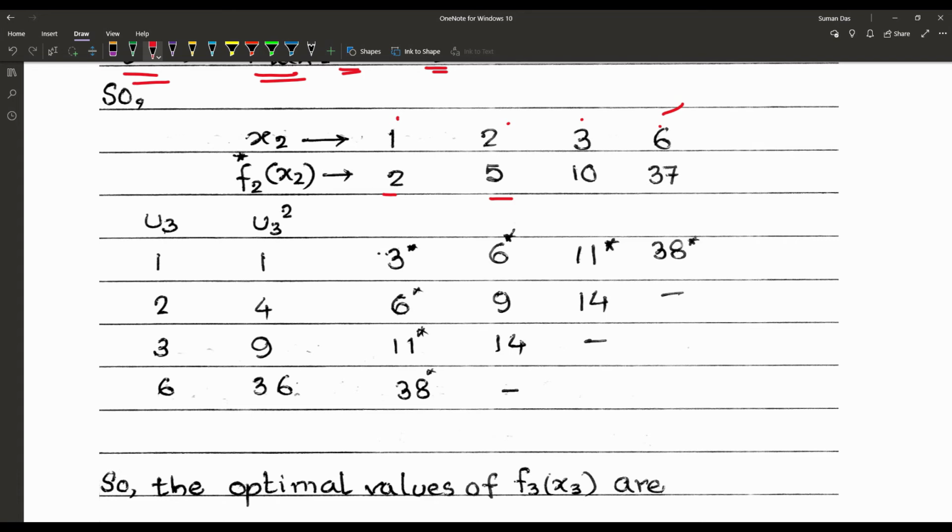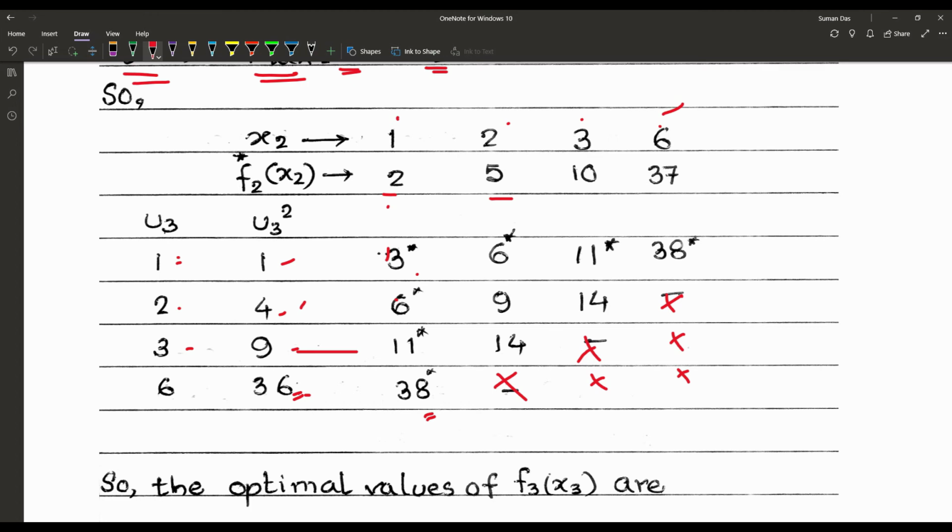and respectively the values of u3, that is 1, 2, 3, 6, we have u3 square, that is 1, 4, 9, 36. Now in the same manner we are getting the result as 1 plus 2, that is 3, 4 plus 2, that is 6, 9 plus 2, that is 11, 36 plus 2, that is 38. And in the same manner we are also crossing out those positions because u1, u2 and u3 multiplied give us the result as 6, not greater than 6.